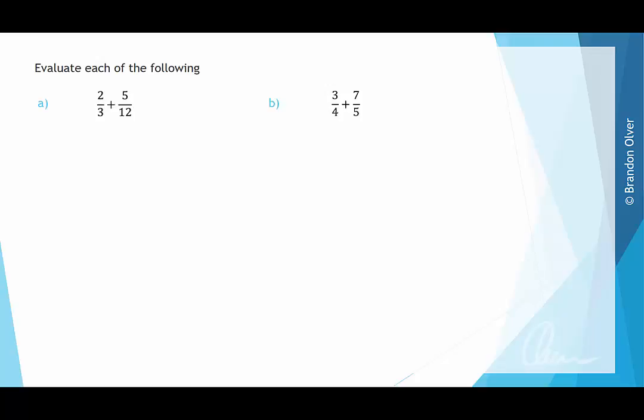Evaluate each of the following. For part A, we need to evaluate 2 divided by 3 plus 5 divided by 12. And the first thing you need to remember is that when we add or subtract fractions or rational numbers, they need to have the same denominator.